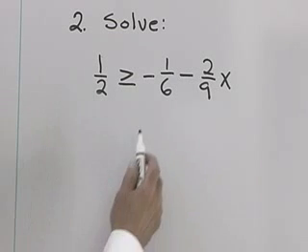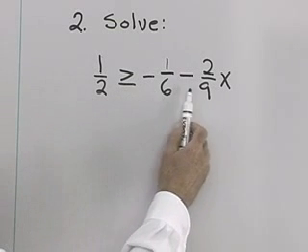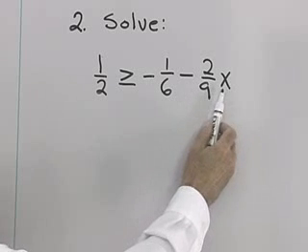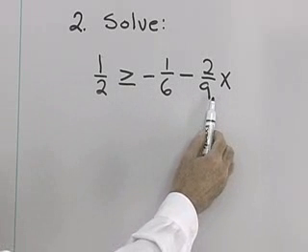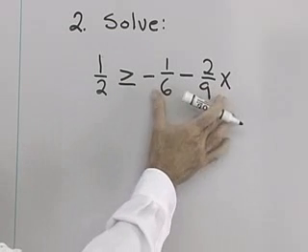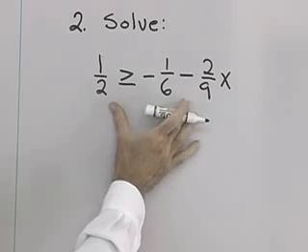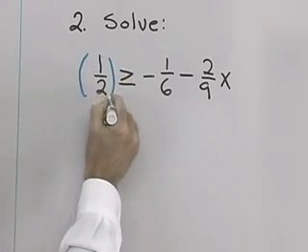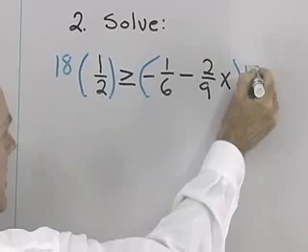In this case, we have 1/2 greater than or equal to negative 1/6 minus 2/9 times x. Okay, in this case, I think I want to start by getting rid of these denominators. I'm going to look for the least common denominator for 2, 6, and 9, and multiply both sides of this equation by it just to simplify. That least common denominator is 18, so I'm going to multiply this side by 18, and I'm going to multiply this side of the equation by 18.